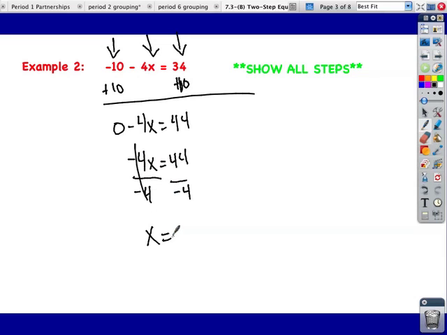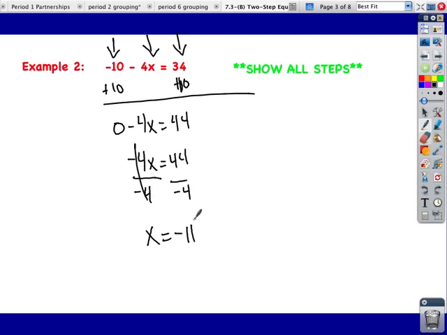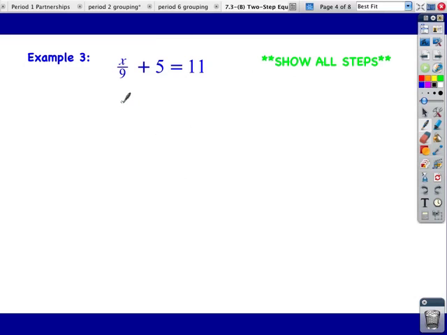We have x equals negative 11 because 44 divided by negative 4 is negative 11. Okay? This next example, I'm going to show you how to write your work out slightly differently. I don't care if you write your work out like this, where you show the plus 10 with a line underneath it, or if you show it like this. So here's what I mean.